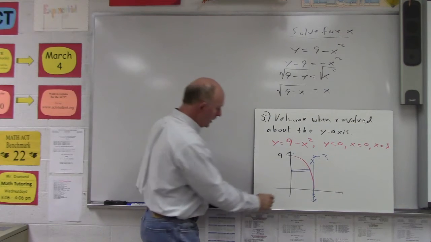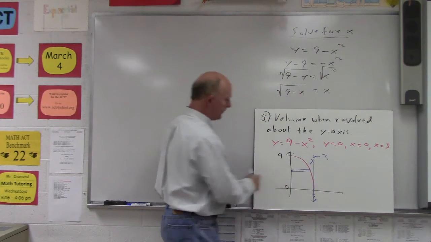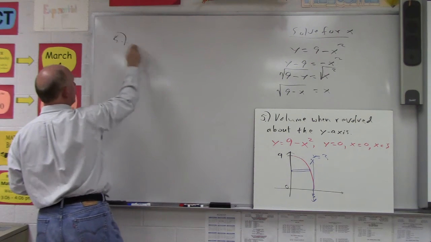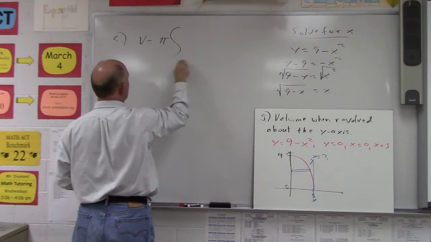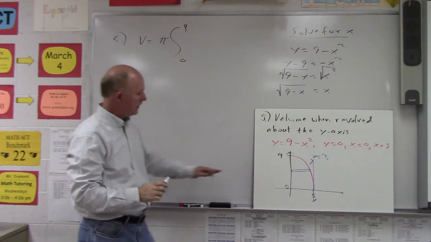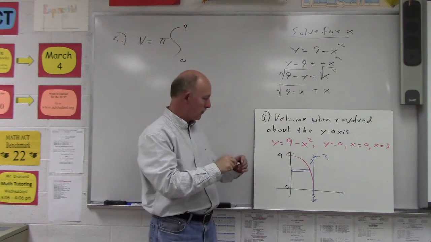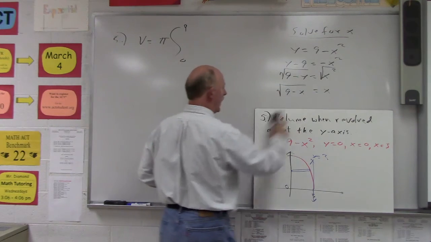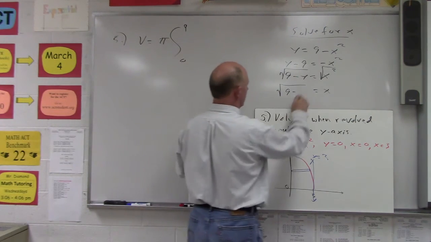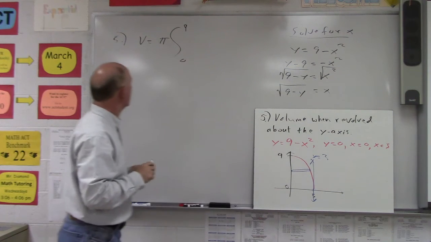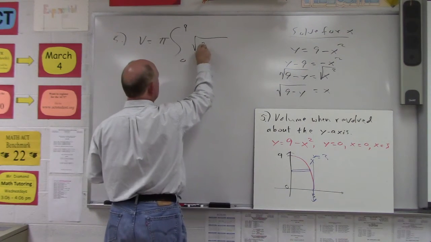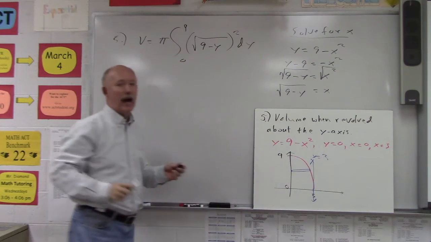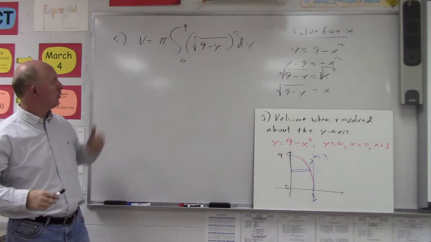As you can see here, we're integrating from 0 to 9 for our lower and upper bounds. So we set up our volume here on problem number 5. Our volume is going to be pi times the integral from 0 to 9. Remember, we're rotating about the y-axis, so you have to solve for x in terms of y. This will be y here, not x. And our radical, 9 minus y, squared, dy. So everything is in terms of y.